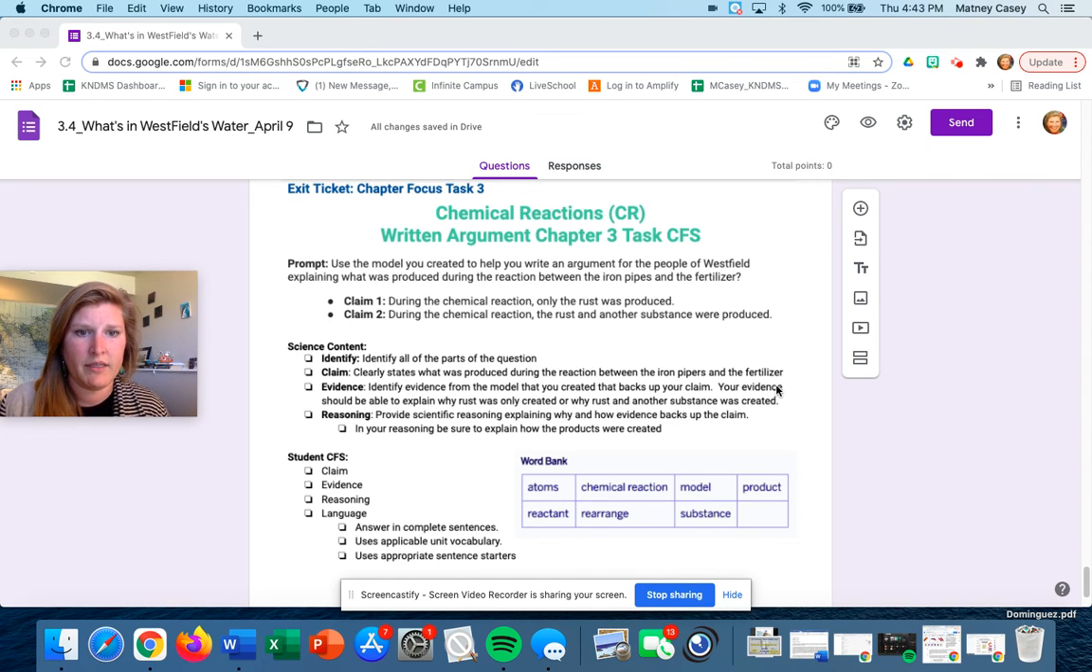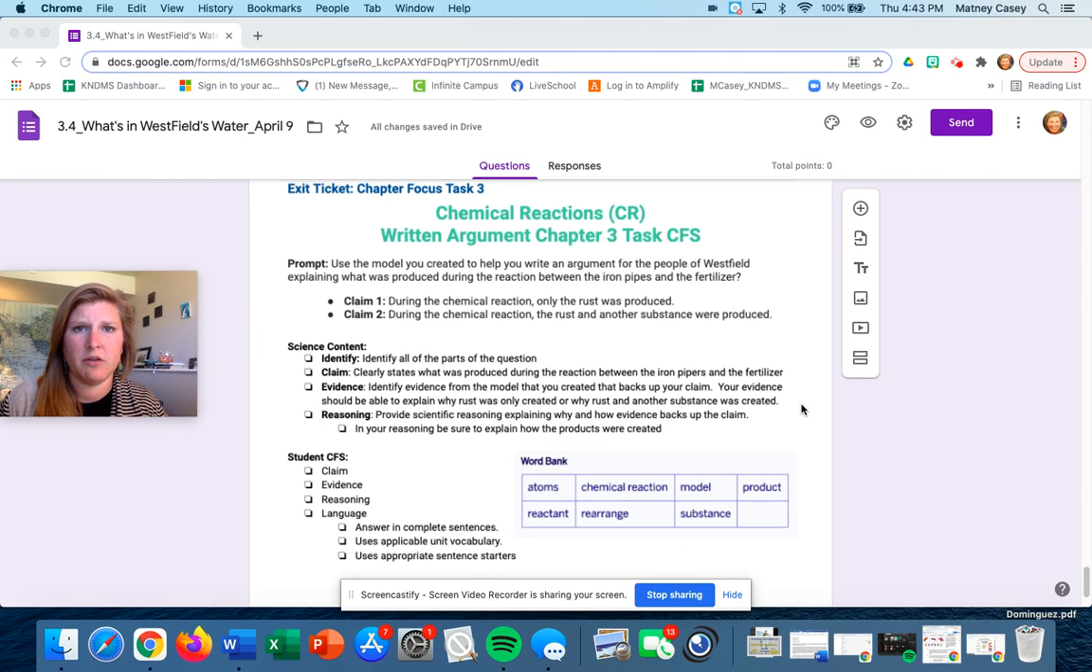Make sure that you identify all of the evidence from the model that you created that backs up your claim. Your evidence should be able to explain why the rust was only created or why the rust and another substance was created. Also provide scientific reasoning explaining why and how evidence backs up the claim. This is really important for your grade, that you're explaining to me how you got to the solution that you did. You might go back and look at your science notebook.